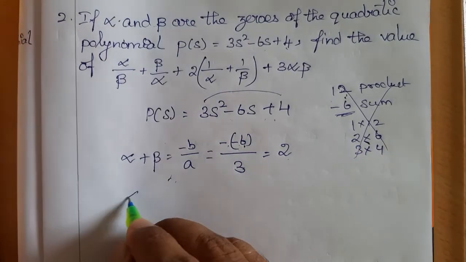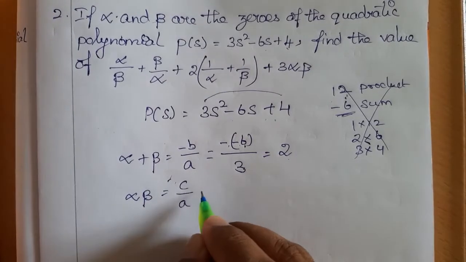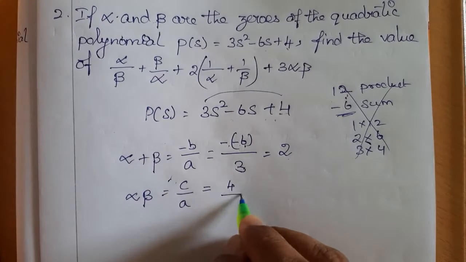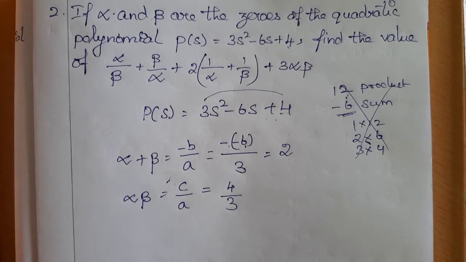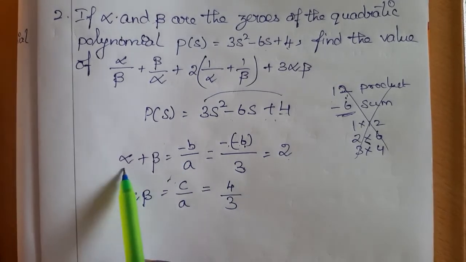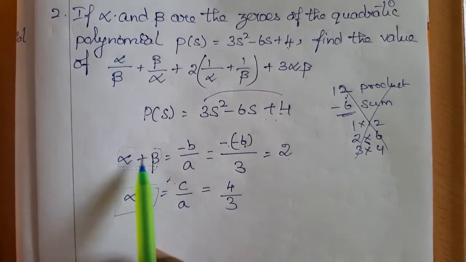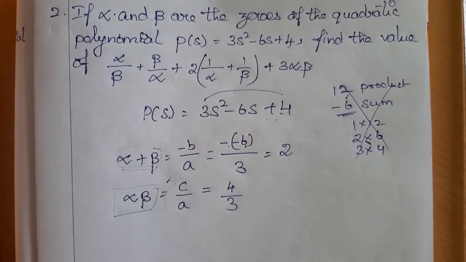So next, the product. Alpha into beta is equal to c by a. So what is c here? The constant 4. 4 divided by a, 3. So 4 by 3. Now we know the sum of the zeros and the product of the zeros, right? So alpha plus beta is 2, and alpha into beta is 4 by 3.